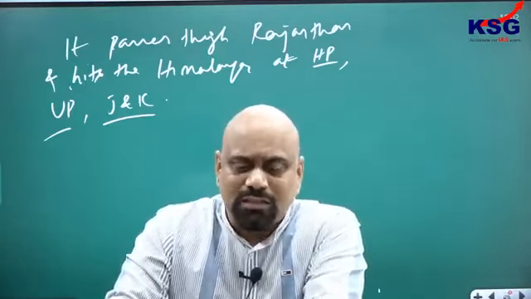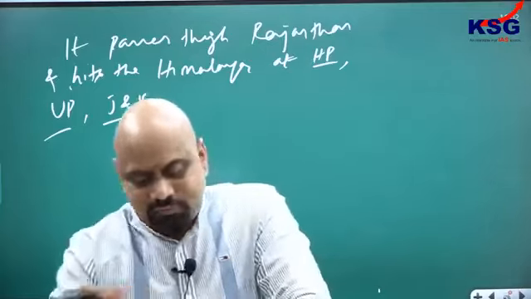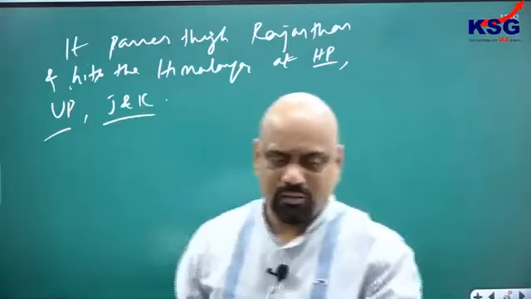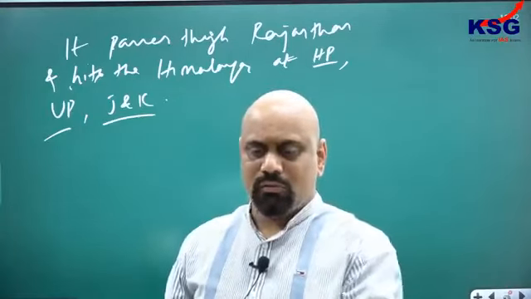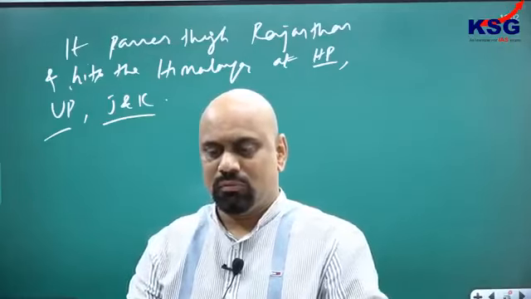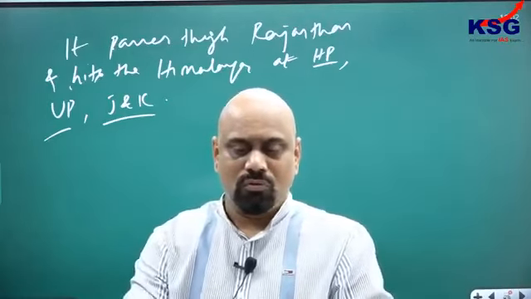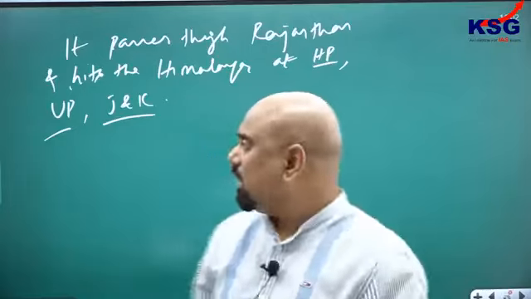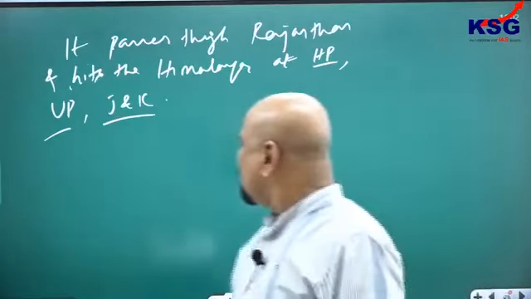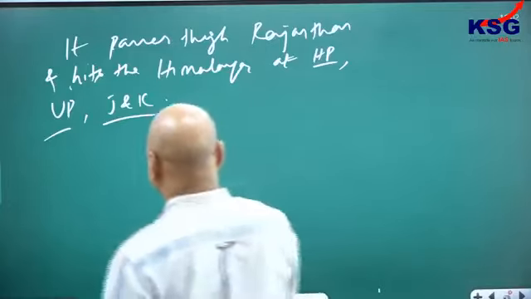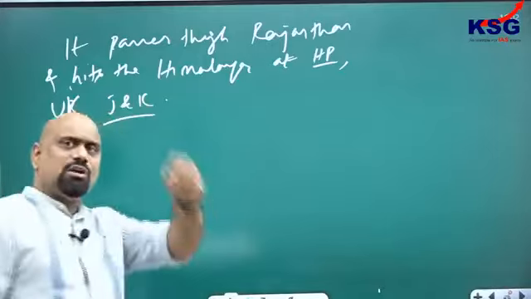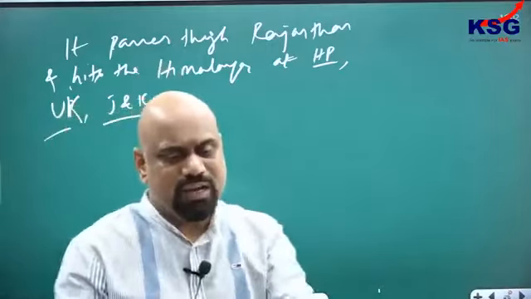Though it passes through Rajasthan, crossing through Rajasthan and giving rainfall beyond this, आगे बारिश दे रहा है, मगर you tell me one thing. It passes through Rajasthan and hits the Himalayas at Himachal Pradesh, Uttarakhand, and Jammu and Kashmir. But it is not giving rainfall in Rajasthan. Why? Can anyone tell me?